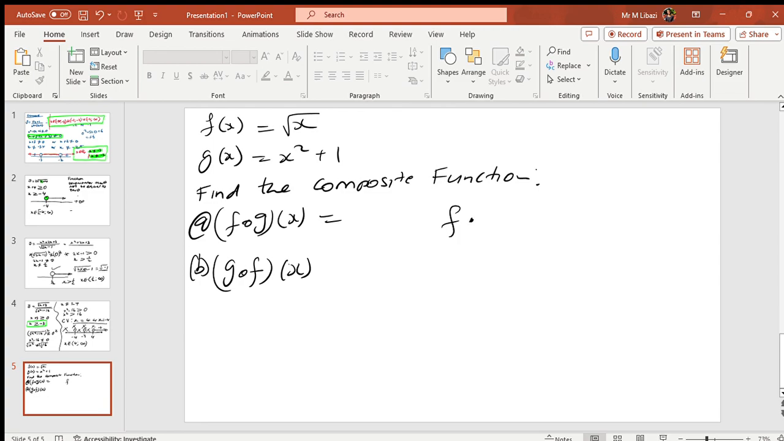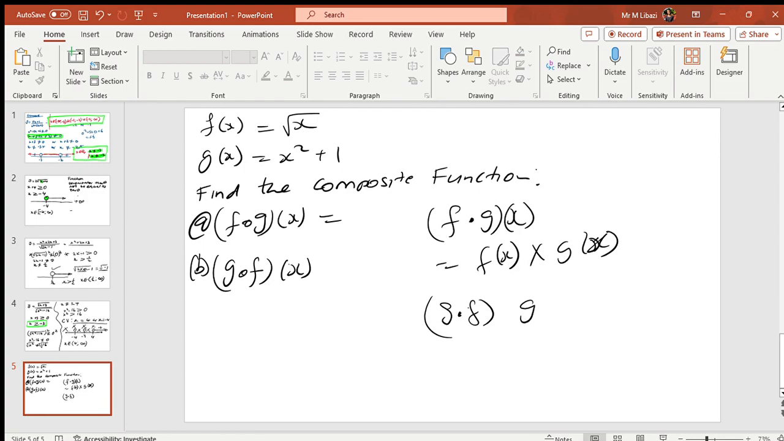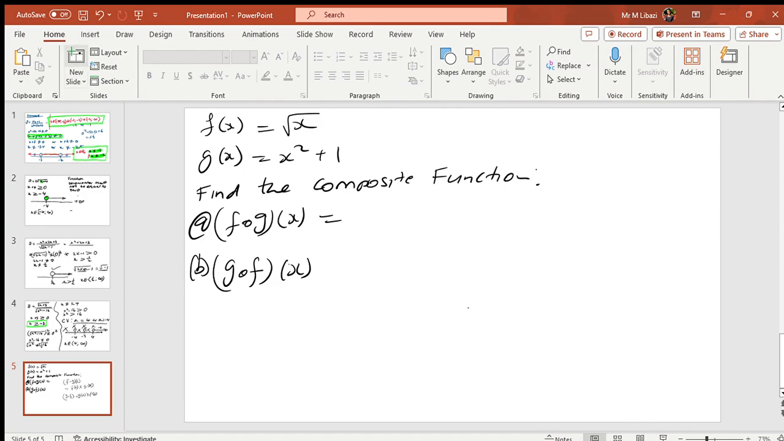But when you are given something like f dot g of x, is it different? Now what does this mean? It's a very different thing. You can see there is really a dot there. This one means that we have f of x multiplied by g of x. Very different from that one. So if you have g dot f, that means you have g of x multiplied by f of x. Some people, when they are given a composite function like this, they do a multiplication. That is wrong.